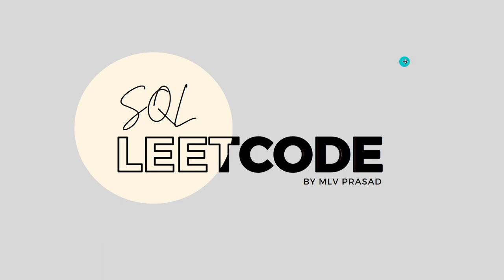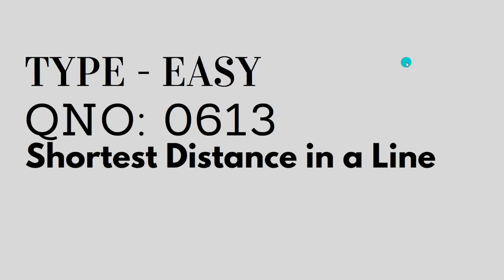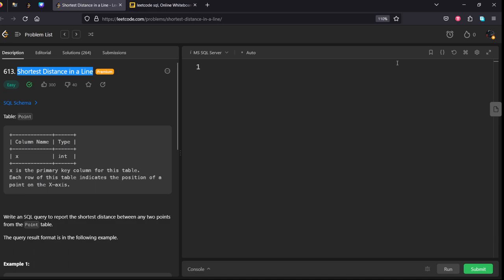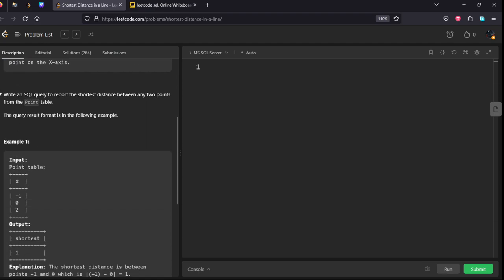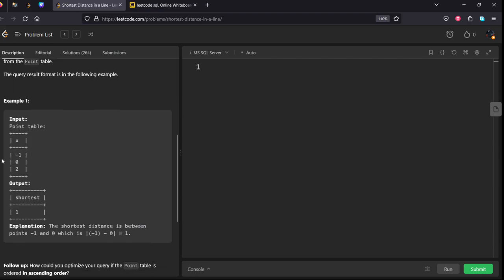Today's question is LeetCode question number 0613, Shortest Distance in a Line. Let us see. They have given a table which has a set of points. We need to find where the distance between them is the least. If you see, they are given three points and the shortest is 1. Let us see it here.